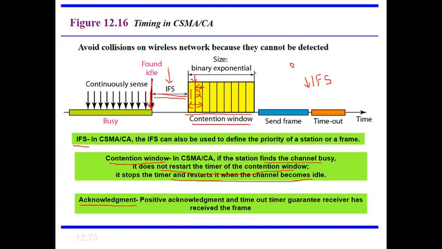And the last one is, after waiting for this much time, if it finds the medium is idle, then it can transfer the frame. So it has to wait for this much period of time: first the IFS, then the contention window, and even after that, whenever it finds the medium idle, it can transfer the frame. After sending the frame, it will start a timer and wait for acknowledgement. If it receives the acknowledgement before the timeout, then the frame transmission is successful. Otherwise it has to retransmit. So positive acknowledgement and the timeout timer guarantee receipt of the frame by the receiver. These are the three strategies we have in CSMA/CA, which mainly avoid collisions.